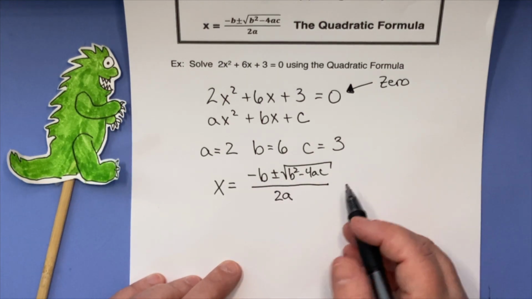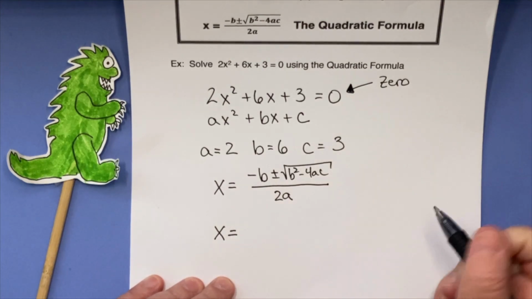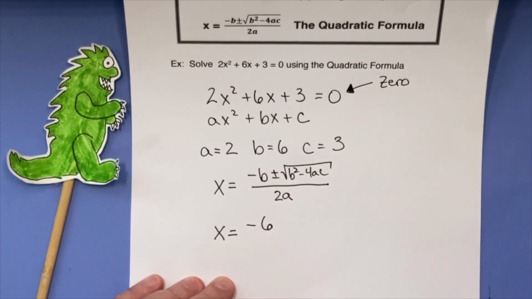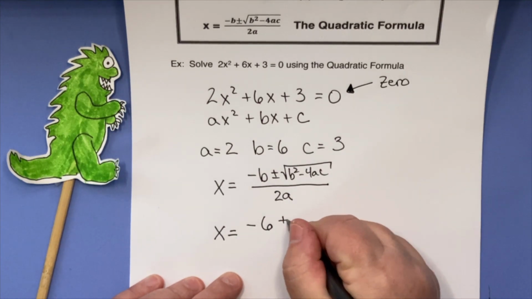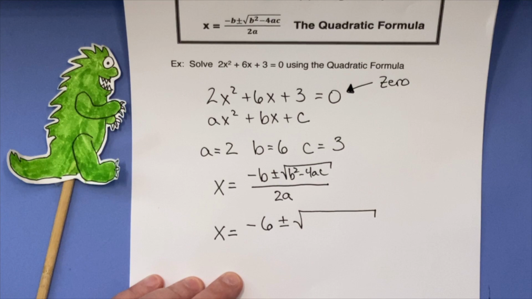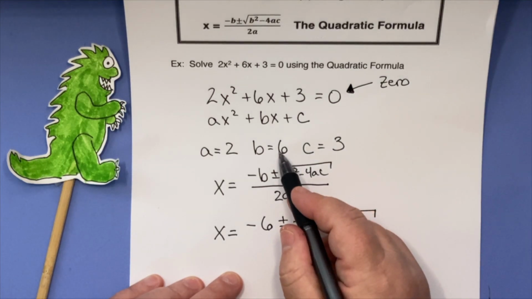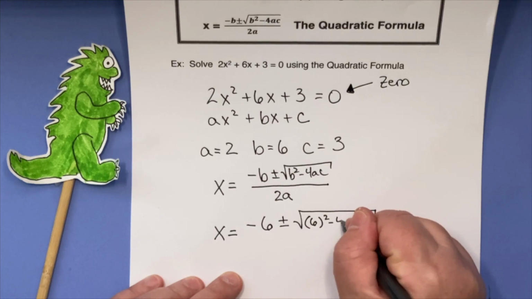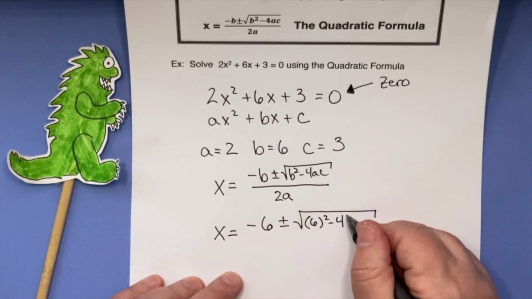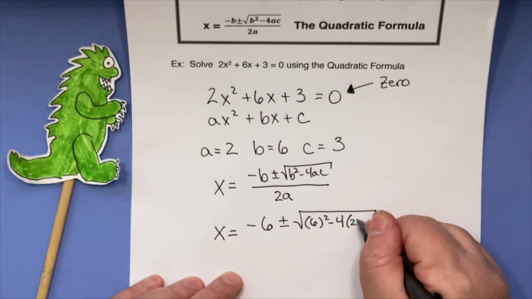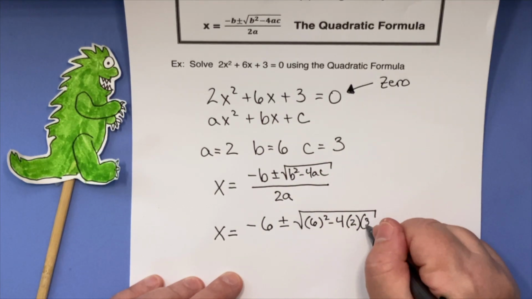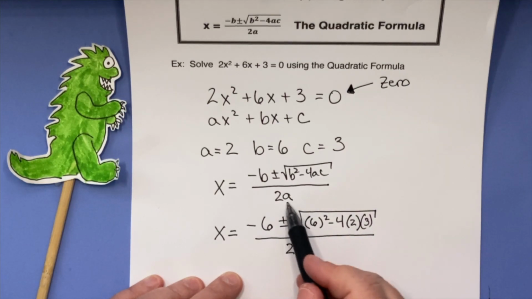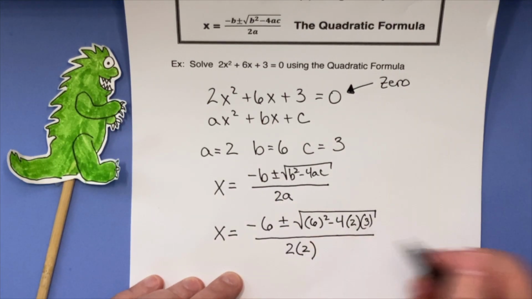Okay, so I'm going to go ahead and use this. I've got it written out. So my x in this case will be the opposite of b, so it's whatever b is, but change the sign. So it's the opposite of 6, then a plus or a minus, then a radical, then whatever b is squared. So this is going to be 6 squared minus 4 times a, which is 2, times c, which is 3, all over 2 times a again, so 2 times 2.